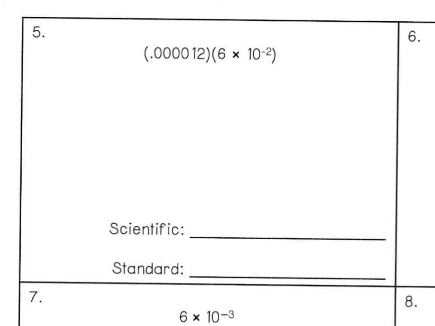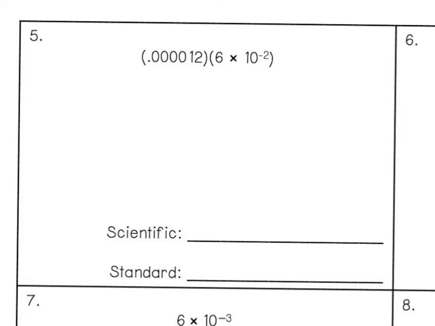So what I'm going to do is I'm actually going to put the number in standard form into scientific notation. You can change the other one. I think it might just be easier to put it in scientific notation. So I'm going to convert this number into scientific notation, and let's see. 1, 2, 3, 4, 5. So I have 1.2 times 10 to the negative fifth times 6 times 10 to the negative second.